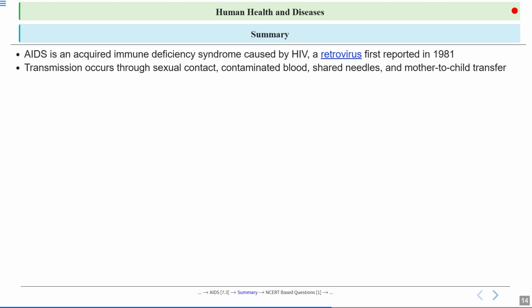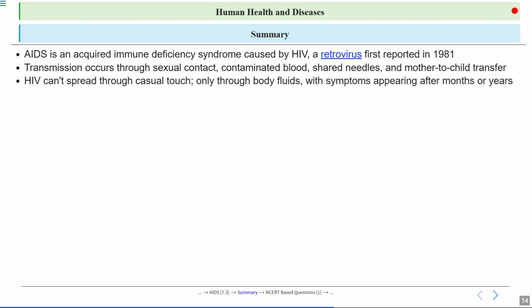We have also talked about how AIDS or HIV spreads. The main ways are through sexual contact, sharing contaminated blood or needles, and from mother to child during birth or breastfeeding. These are direct ways the virus can enter the body. So understanding these routes helps us to know how to protect ourselves. HIV cannot be spread by casual touch, like hugging or shaking hands. It only spreads through certain body fluids.